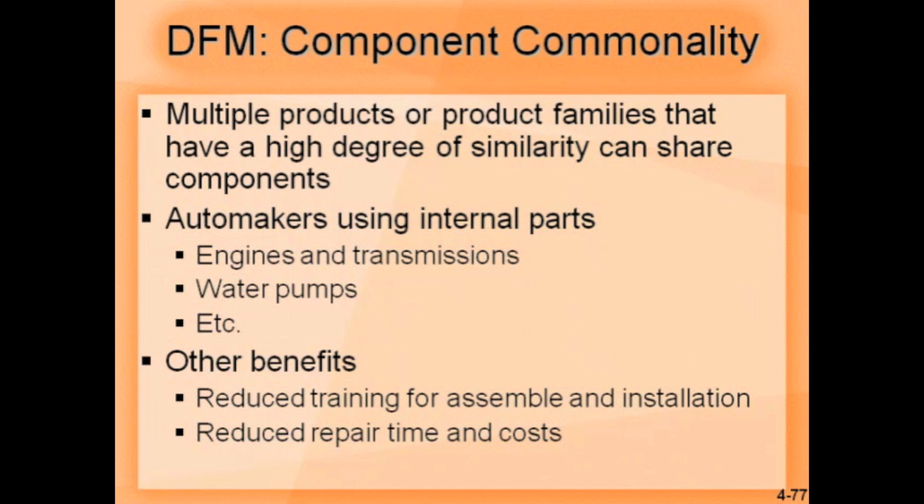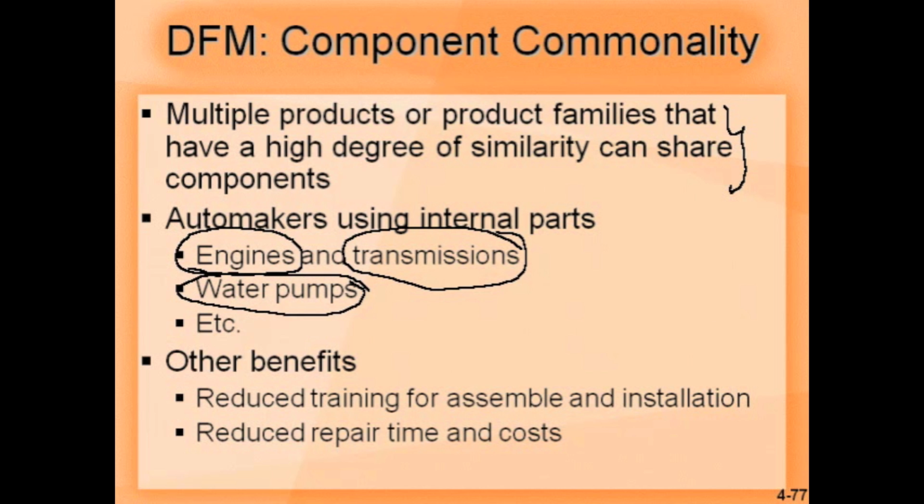Component commonality. Multiple products or product families that have a high degree of similarity can share components. We talked briefly about this earlier. So automakers use internal parts like engines. One engine can go to more than one vehicle line. Same thing for transmission, and water pumps and so on. So the benefits are reduced training for assembling and installation, and reduced repair time and cost, because the same or common component is being used. So that is always useful.